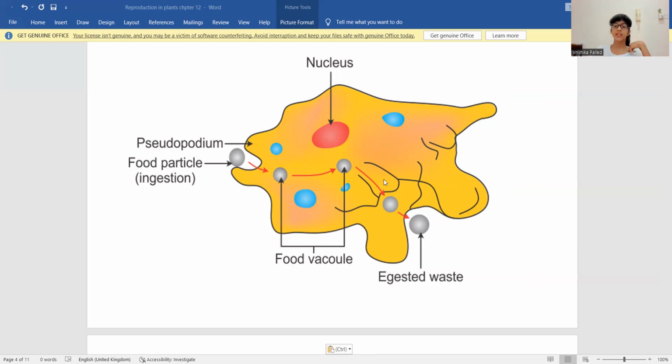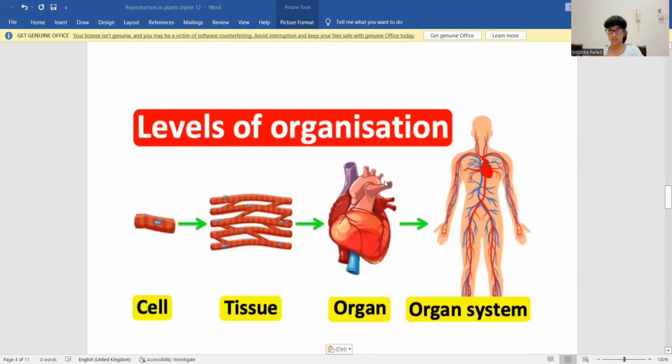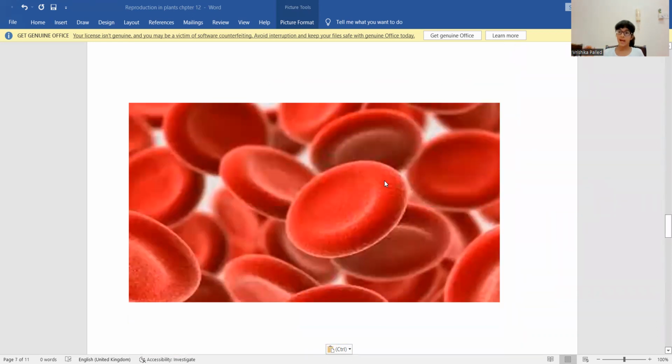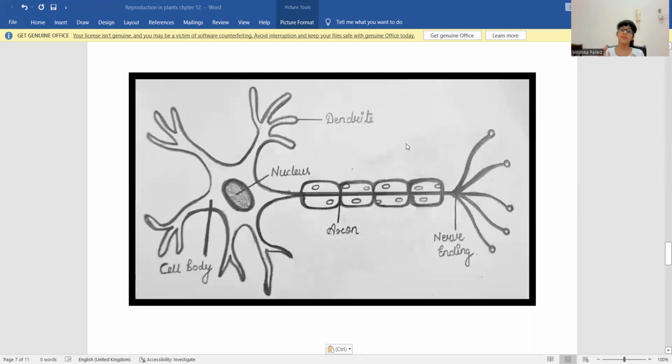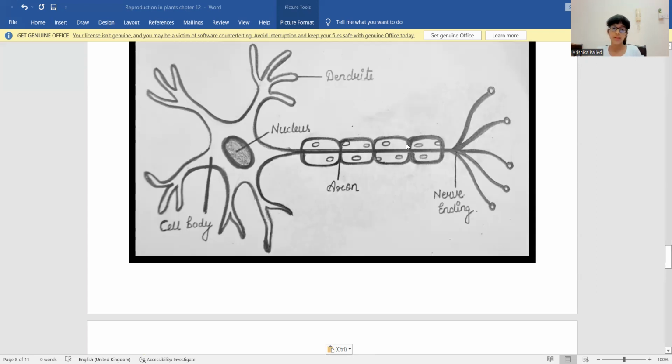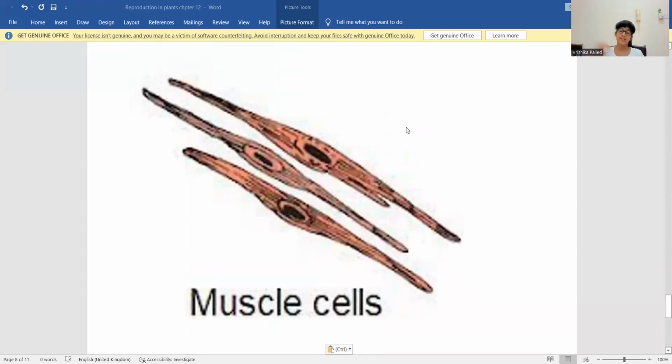In our human body, there are various kinds of cells which have various functions. The first one is RBC. RBC means red blood cells. They are spherical in shape. The next one is the nerve cell or the neuron. Its parts are dendrite, nucleus, cell body, axon, and nerve ending. The function of neurons is to transfer messages to the brain and bring back messages from it. The next type of cells are the muscle cells. Muscle cells help in forming muscles and they are spindle shaped.